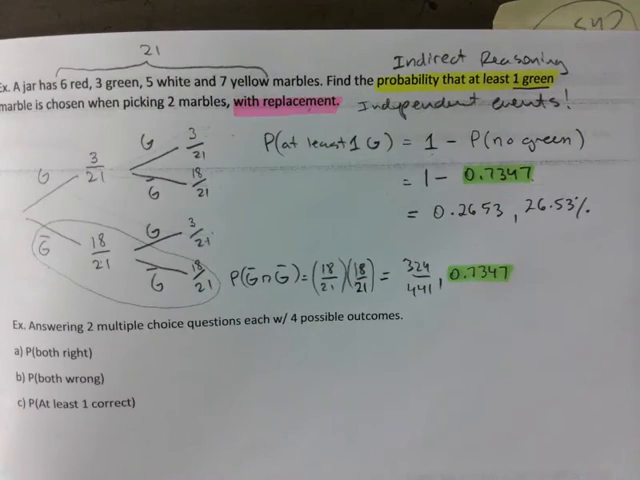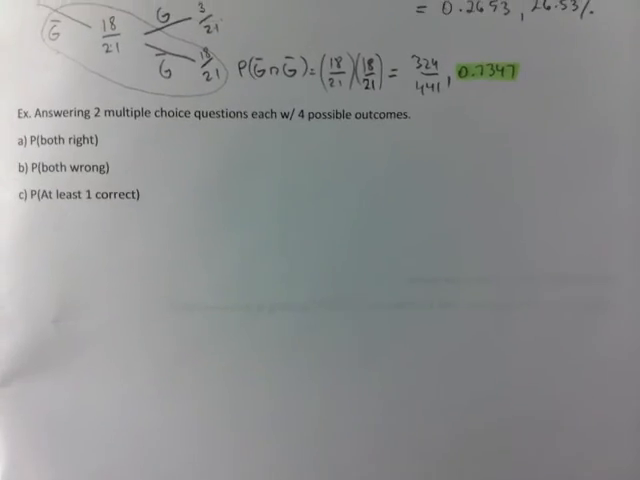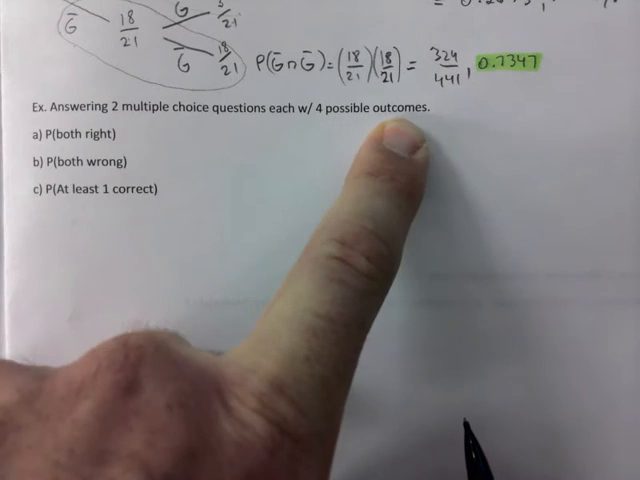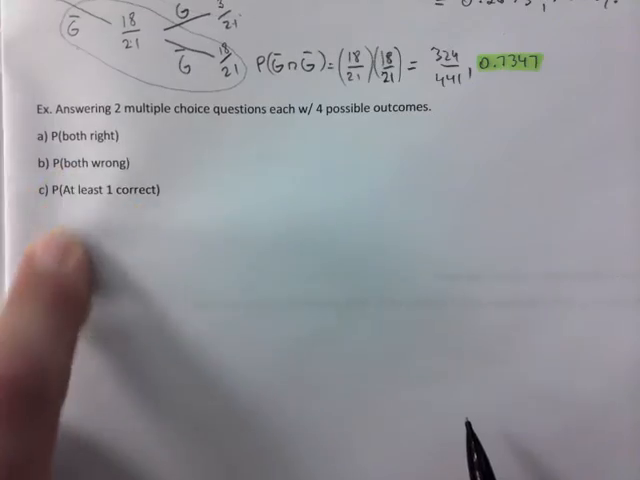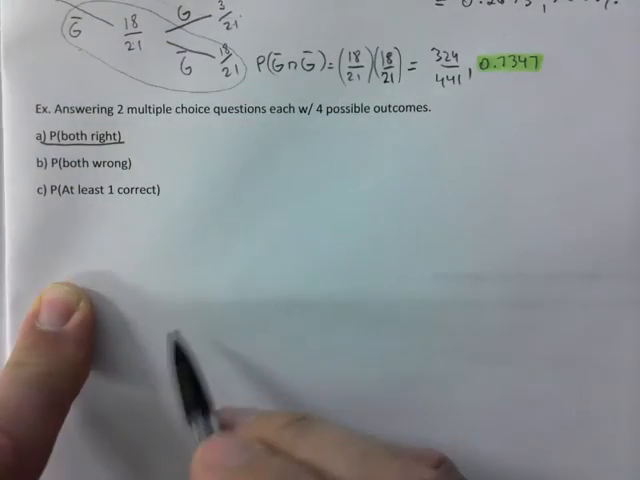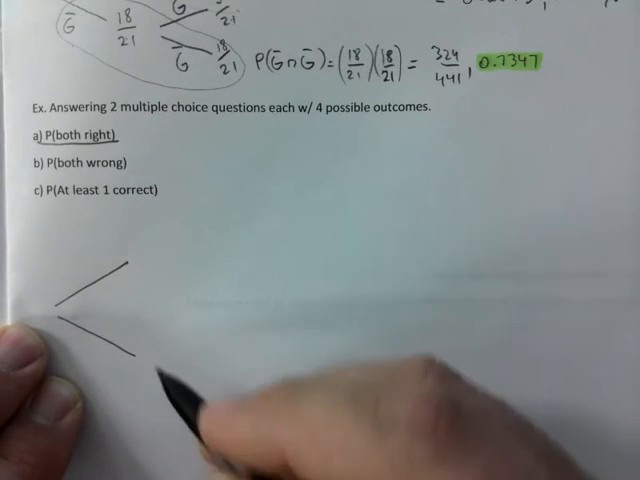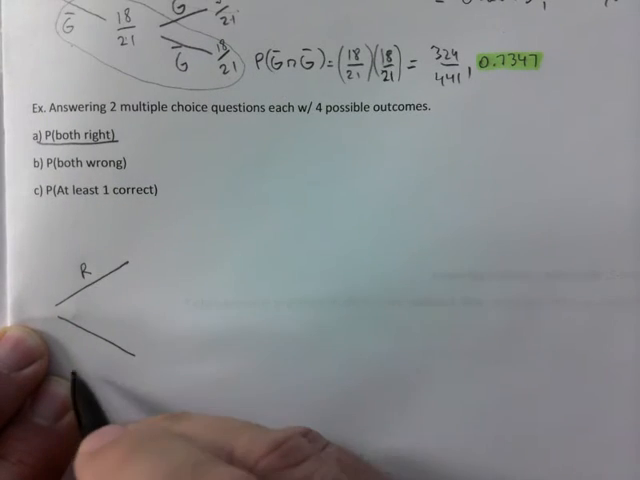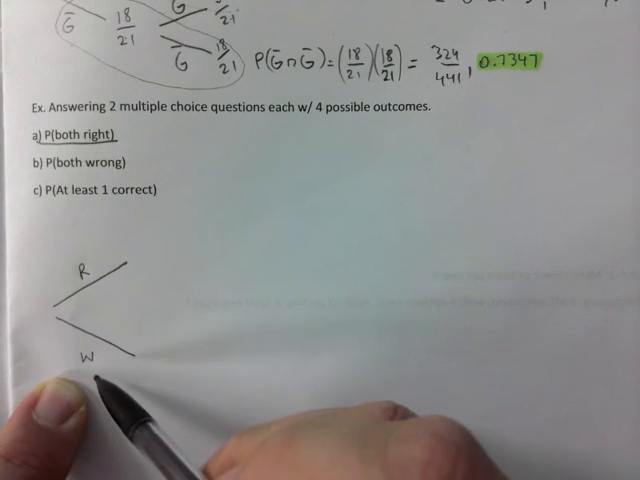Yeah, let's do that. Multiple choice. So this is to help you with Mr. Carrington's test, or any test for multiple choice, right? Answering 2 multiple choice questions with 4 possible outcomes. What's the probability of getting both of them right? Let's just focus on this. And remember, tree diagrams are your friend. Okay. So the first question, you have the right answer and the wrong answer, right? It's right or wrong, or you can say right, not right.